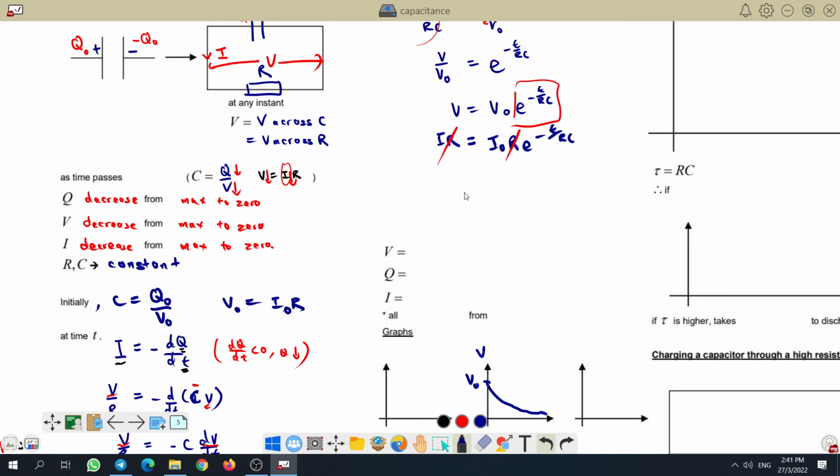So I follows the exact same pattern: I naught e negative t per RC. Same pattern as V, because it's decreasing too. Because it depends on V, it's proportional to V. How about Q?